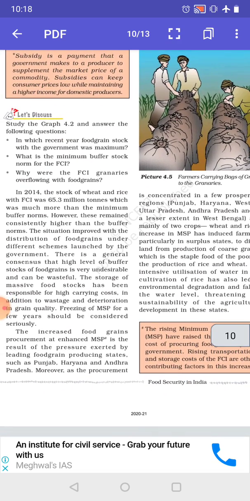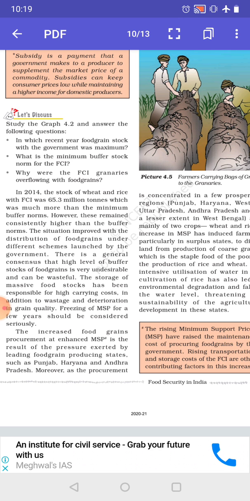Now we have studied buffer stock, and how the Food Corporation of India manages its buffer stock. But here data is given that in the year 2014 the stock of wheat and rice with the Food Corporation of India was around 65.3 million tons, which was much more than the minimum buffer norms, or minimum buffer stock, which is needed. Now what actually happens, listen. एक बफर स्टॉक बनाया है गवर्नमेंट ने. अब उस बफर स्टॉक के मिनिमम बफर नॉर्म्स, मतलब जो मिनिमम अमाउंट ऑफ फूड ग्रेन्स उसके अंदर होना चाहिए, वो डिसाइड कर दिया है. बट क्या होता है कि जो फूड ग्रेन्स उसमें आती है उसके बदले में उनको एक मिनिमम सपोर्ट प्राइस MSP मिलती है. ये मैंने आपको पहले वीडियोज़ में बताया है.